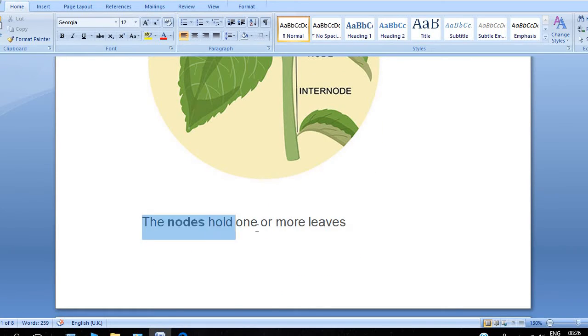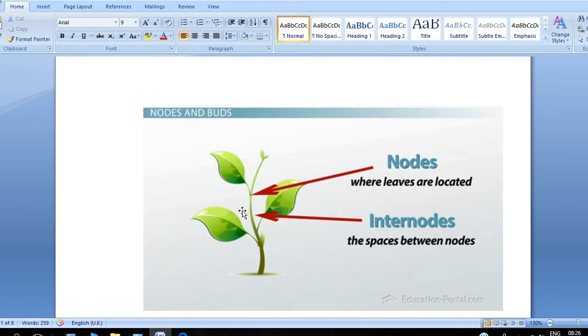The definition of node is that the nodes hold one or more leaves. More specifically, this point is called a node. There are three nodes here, and every node carries one or more leaves, so that is where the leaves are located. The internode is the space between two nodes. So the nodes and internodes are clear here.